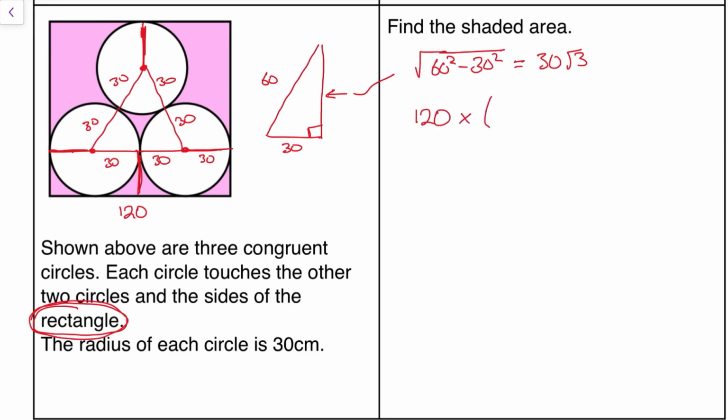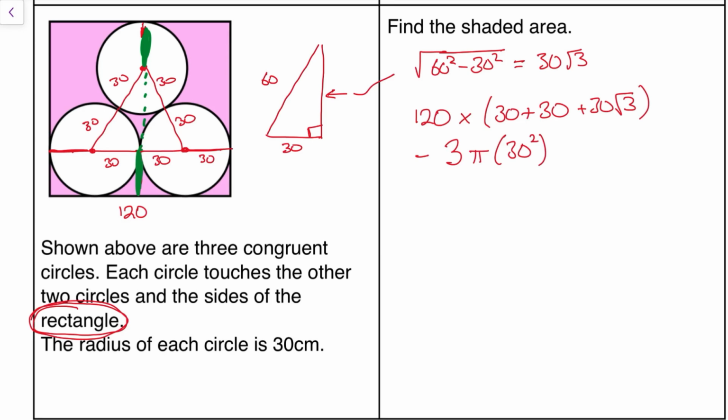Now let's be careful here. So it's going to be 30 plus 30. So in other words, that's this 30 here and this 30 here. Then plus the height I've just worked out. So that's going to be plus 30 root 3. And then I'm going to take away 1, 2, 3 circles, which is going to be 3 lots of pi times a radius, which is 30 squared.